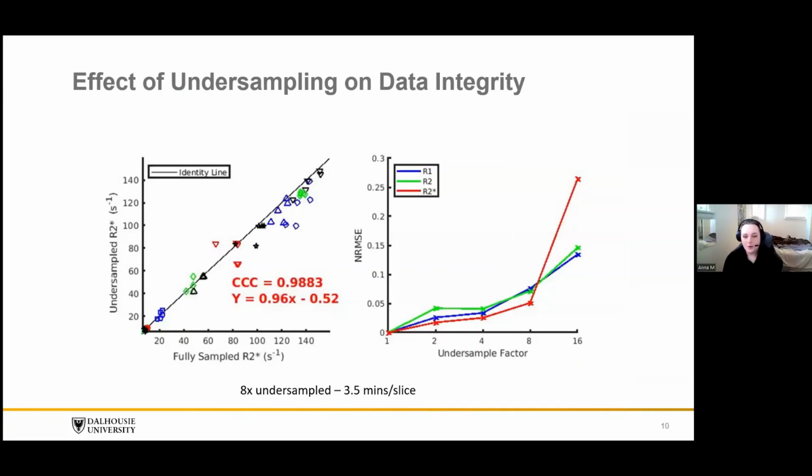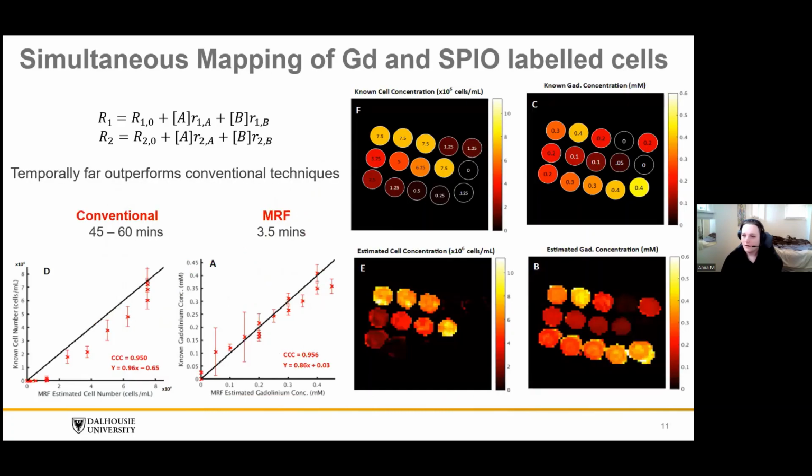And we found that pushing past about 8 times undersampling did start to affect the root mean square error of the parameter maps, particularly in the case of R2 star or T2 star. So we chose to remain at 8 times undersampling, which gives us a scan time of 3.5 minutes per slice. And so using the sequence, we were able to demonstrate dual contrast quantification.